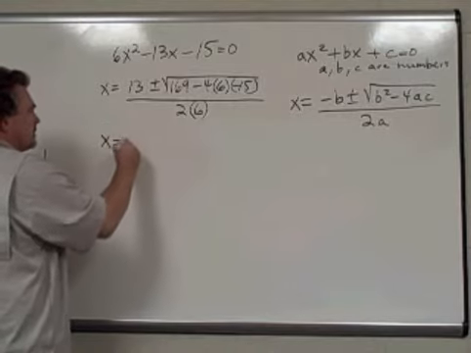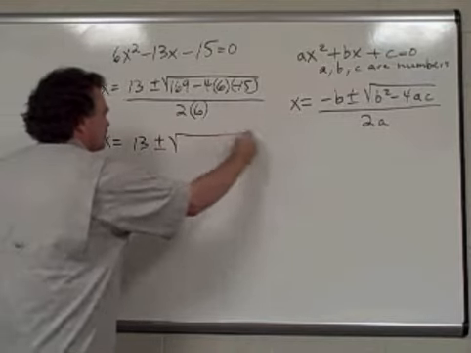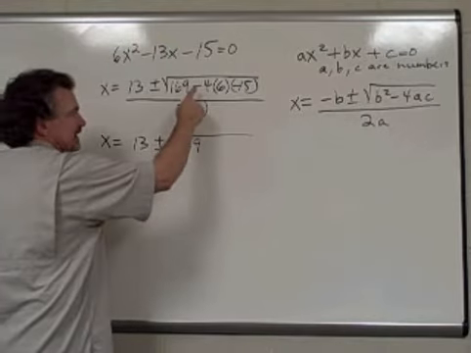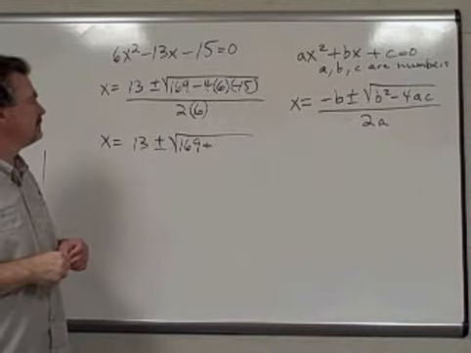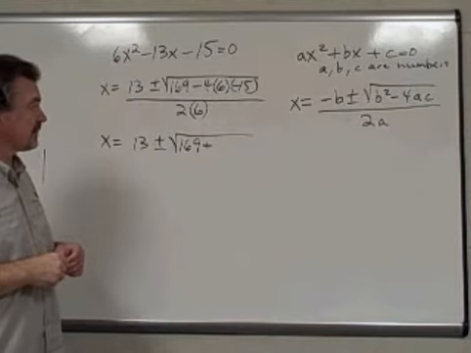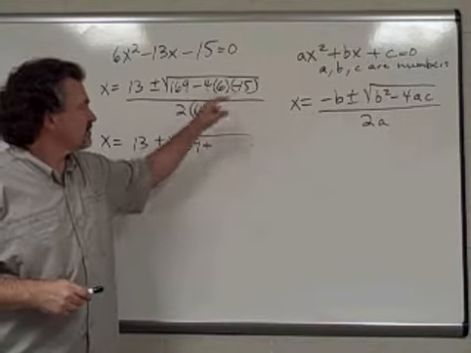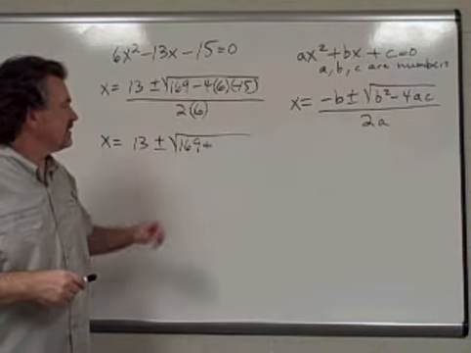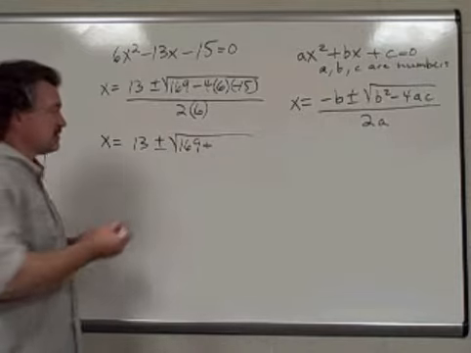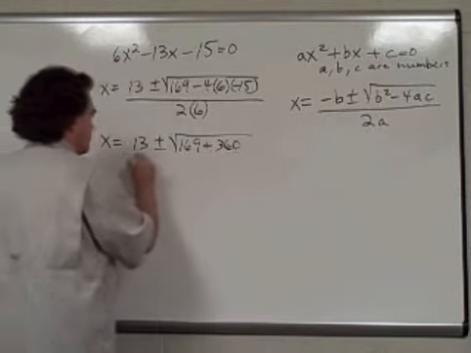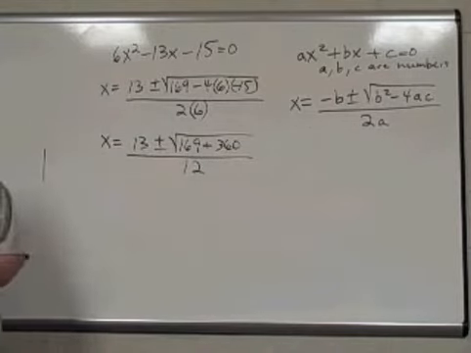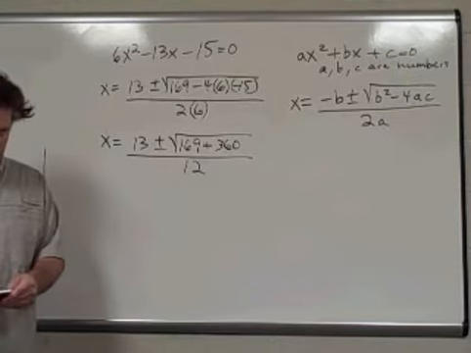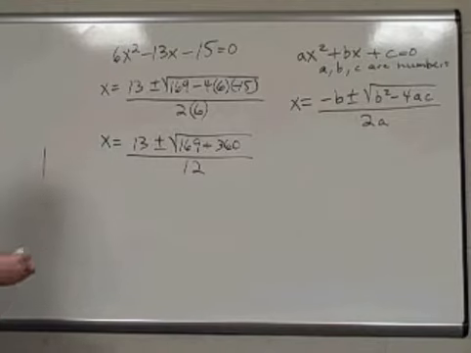So we have x is equal to 13 plus or minus the square root of 169. And again, isn't the minus here going to make plus? Minus the minus is going to make plus. And let's see, we've got 4 times 15, that would be 60, and 60 times 6 would be 360. All of that divided by 12. Better make sure I'm doing all this right here. I'll check out the calculator just to be sure.